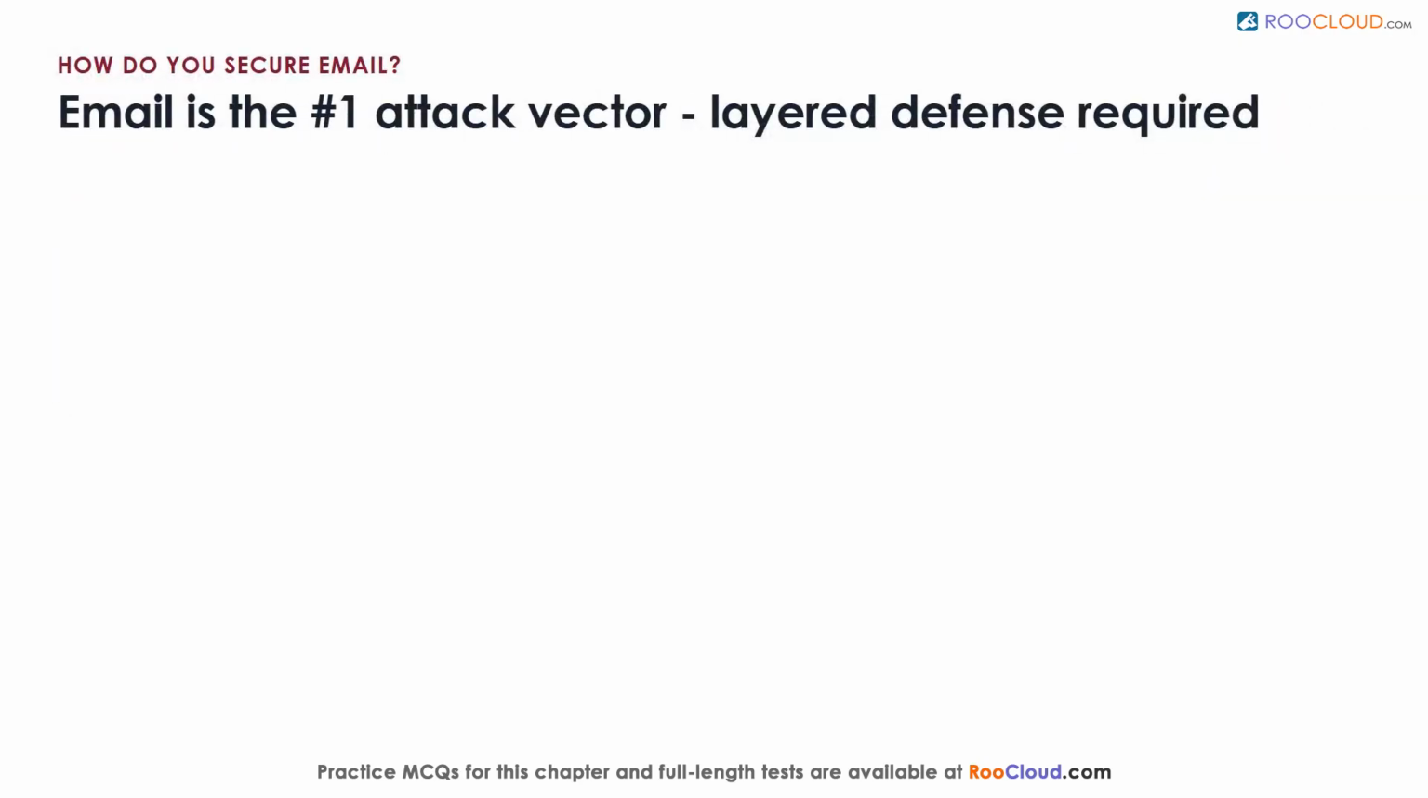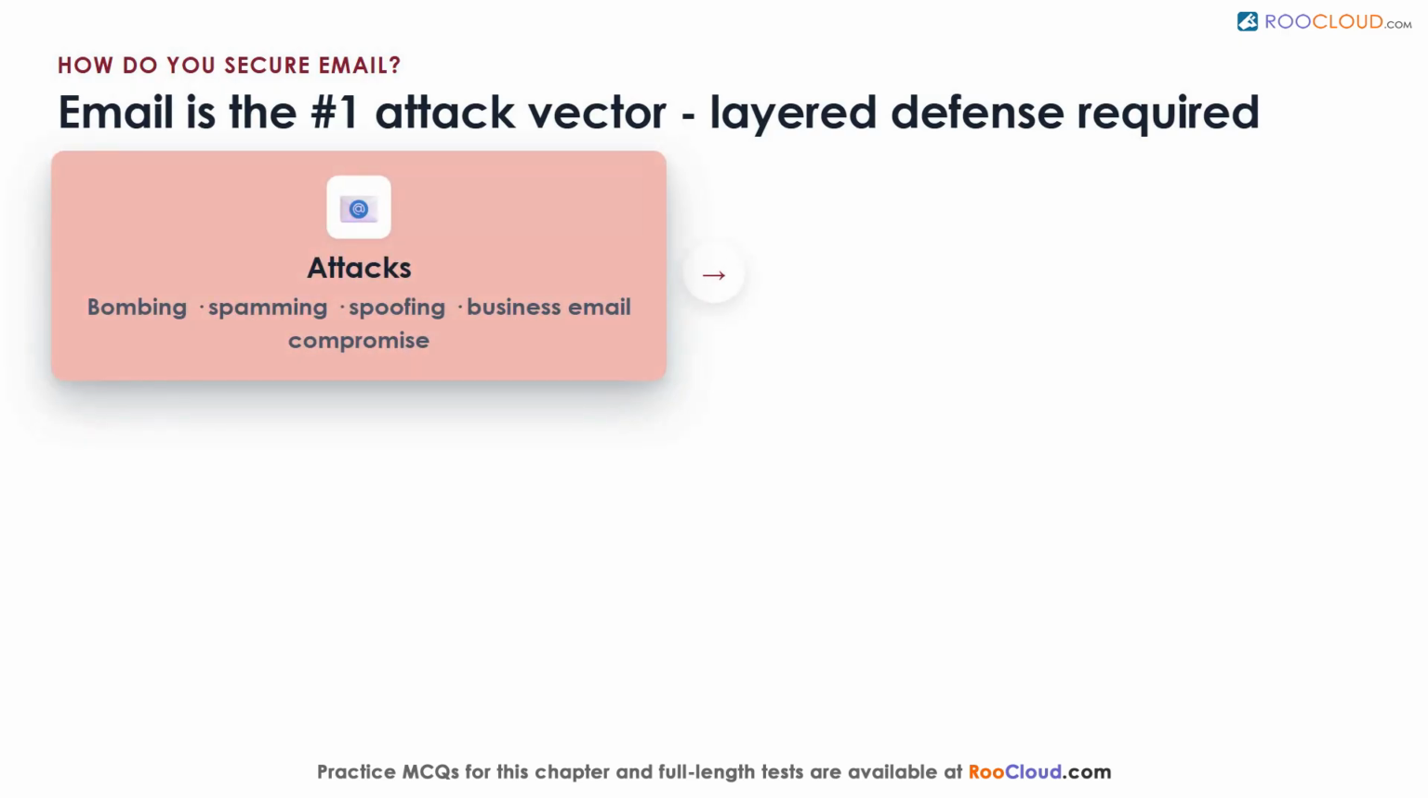Why does email need special security? Because it's the primary way attackers get in. Know the common attacks. Bombing floods an inbox with identical messages. Spamming sends unwanted bulk email. Spoofing makes a message look like it came from someone else. And business email compromise tricks an employee into wiring money.